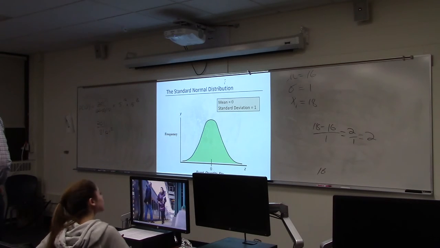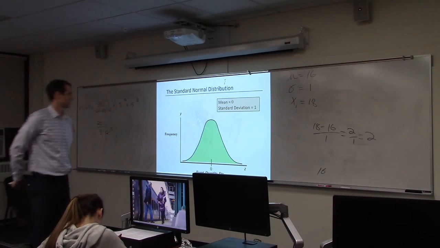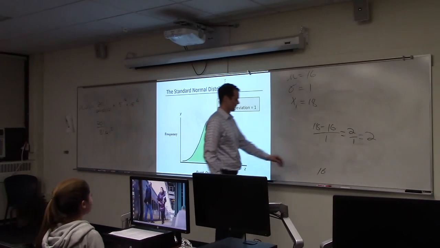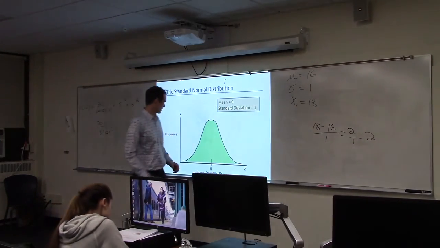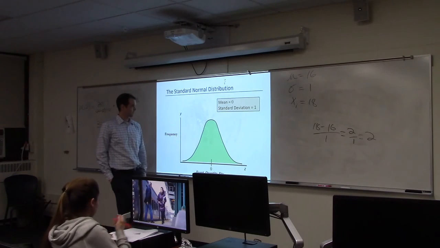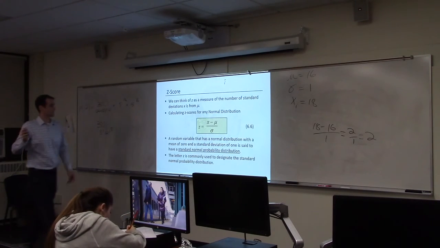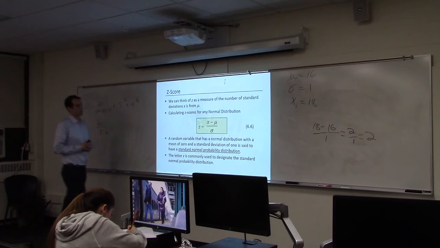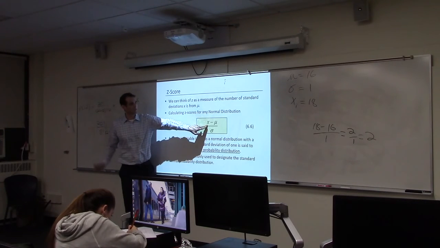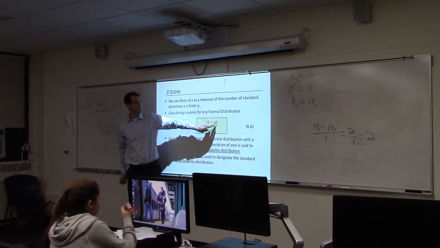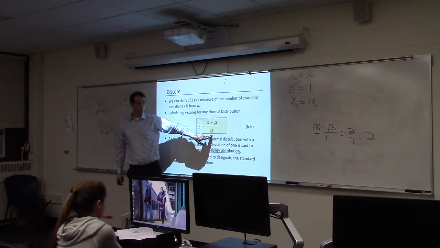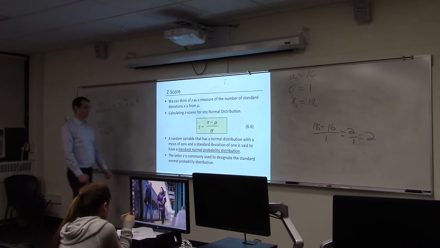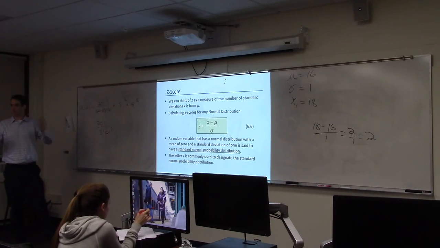Alright, so that's z-scores. In my example, I had a tree size of 18, an average tree height of 16, a standard deviation of 1, and a z-score of 2. It can be above or below the mean.